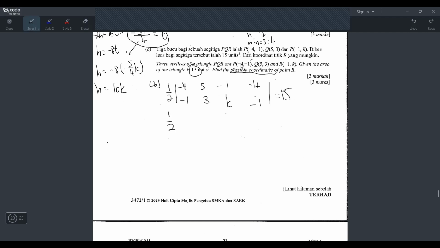And if it's a triangle, you can write in any order you want. If it's a quadrilateral, you have to be careful. Okay, so I write in this order, P, Q, R, and then I repeat the P. Okay, now our times, how I times, I will cross multiply.